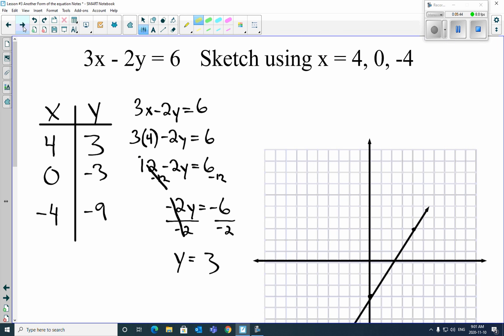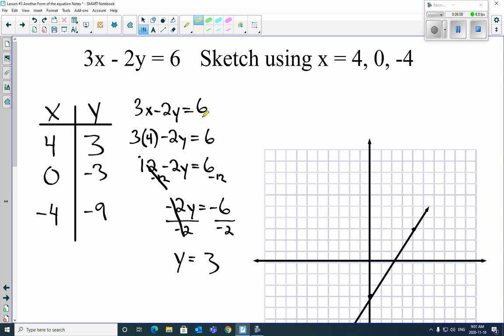So here's a typical example. You're going to get an equation like this. So you got 3x minus 2y equals 6, and we want to sketch it. Now, in this case, I'm giving you the values of x. I'm not giving you random values. So one of the things we can do is rearrange this so it's in slope-intercept form. So we could do that. Or if you don't want to do that, could you actually just use this equation and plug it in? Sure, why not? Let's do it that way.